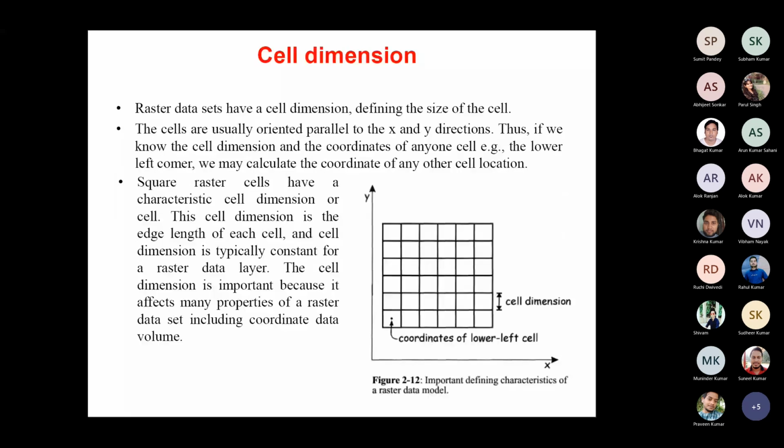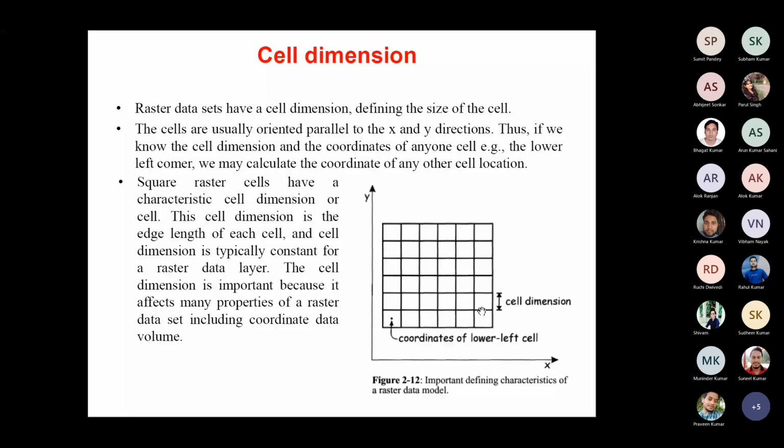Now let's see this in this figure. When you have raster data, the whole space is divided into a grid. So this is called gridded data. Each of these squares is called a cell. With this cell, there is a term called cell dimension. What is cell dimension? Since we are using square cells, the length of each edge will be the same, and this length of the side is called cell dimension.